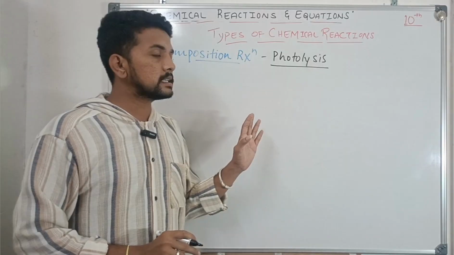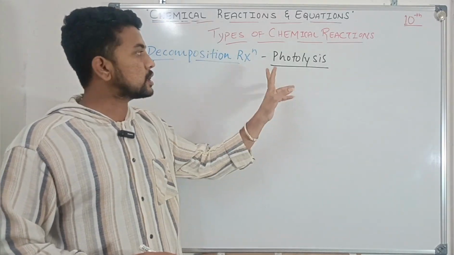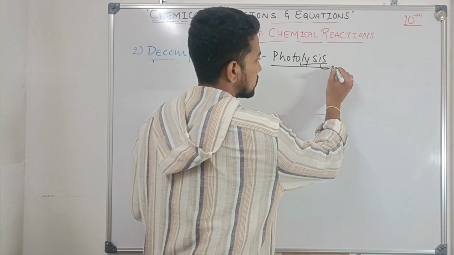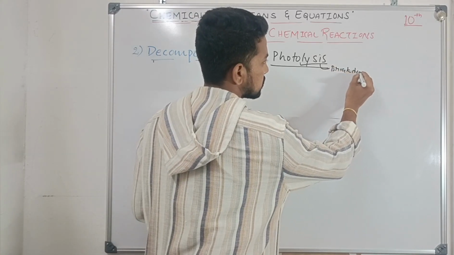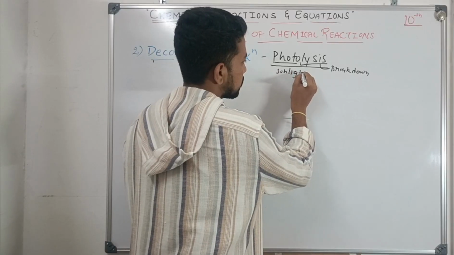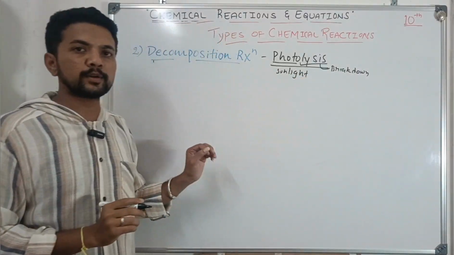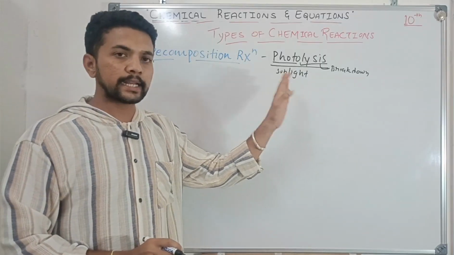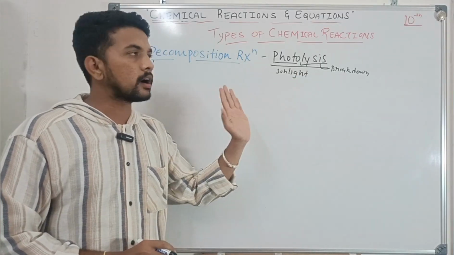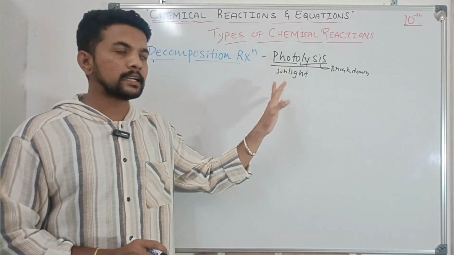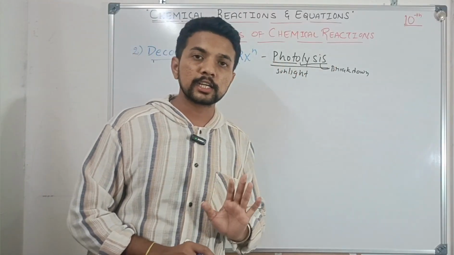The next type of decomposition reaction is photolysis. Here lysis means breakdown, photo means sunlight. So photolysis or photolytic decomposition is a type of decomposition reaction that takes place in the presence of sunlight, or the breakdown of the substances takes place in the presence of sunlight. It is called photolysis decomposition reaction.